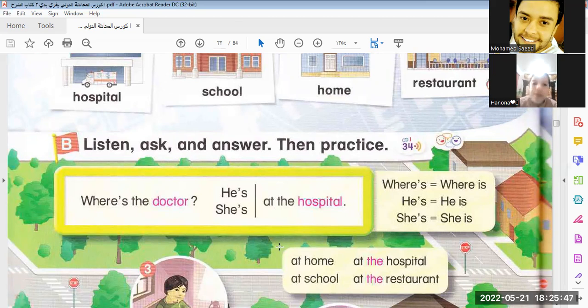طبعا لما نسأل عن المكان بـ where is. تمام؟ Where is طبعا اسم مفرد. هنا دكتور سواء عايد على المؤنث أو المذكر.